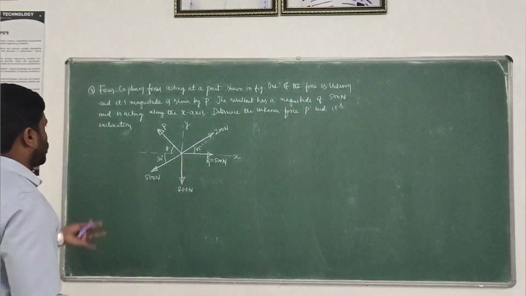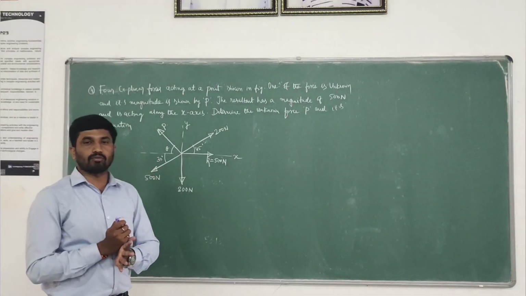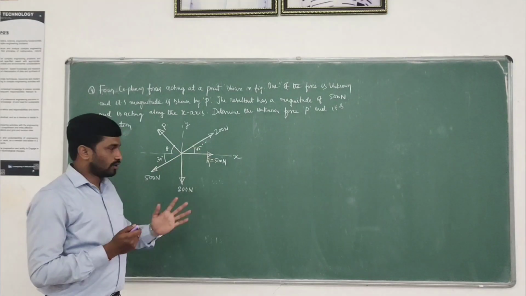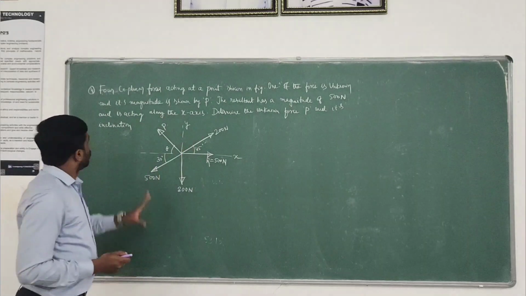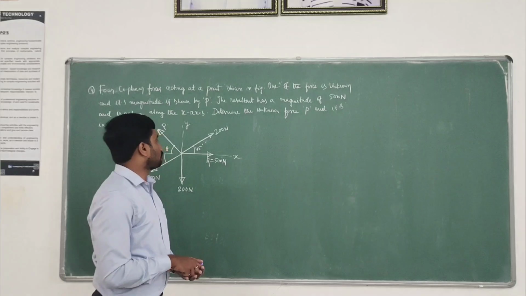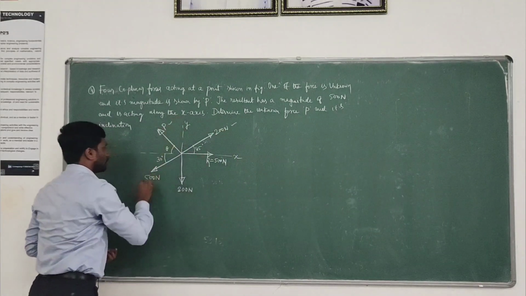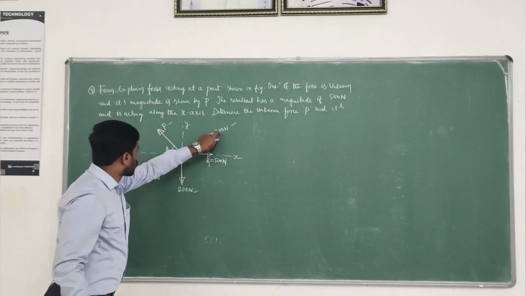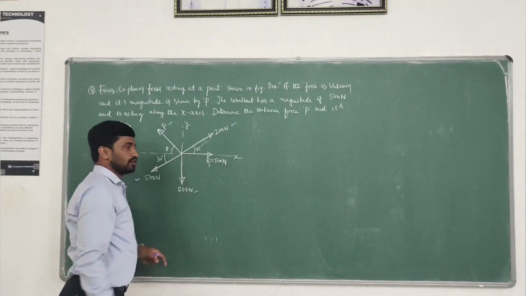So this problem is also asked several times in VTU examination. This is also a very important problem. Please be focused on how to solve this particular problem. I will explain step by step. So here, four coplanar forces acting at a point. What are the four forces? This is one force, the second force, the third force, fourth force. These four coplanar forces act from a single point as shown in figure.